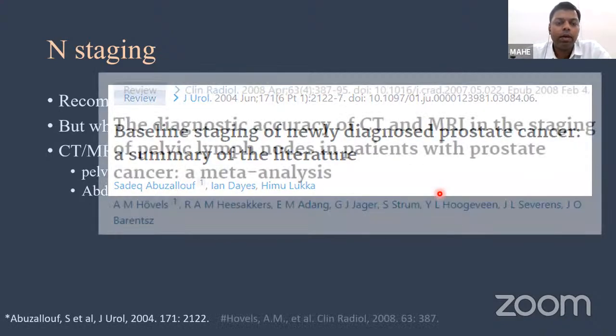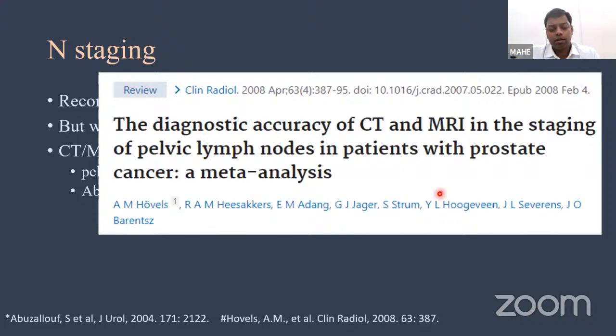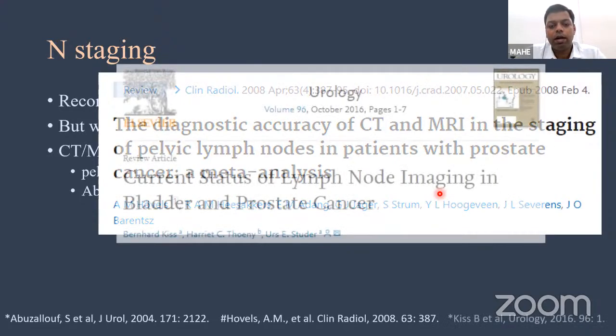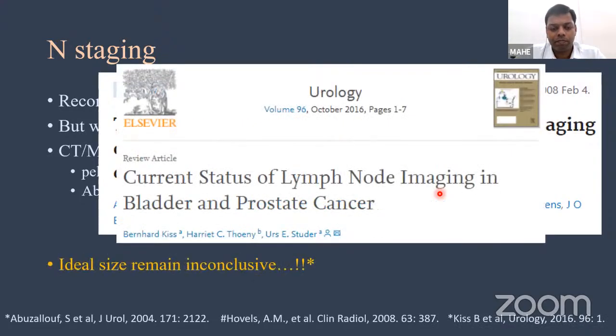So during baseline, they tested both CT, MRI, and PET scan. The ideal size in CT and MRI still remains inconclusive. They have done ROC analysis of all the lymph nodes which were found suspicious on CT or MRI. However, the ideal size remained inconclusive. The sensitivity and specificity is quite low.